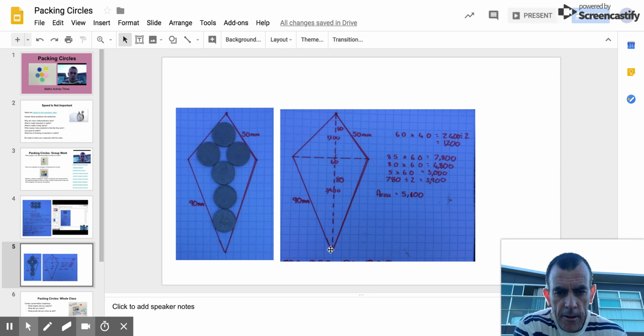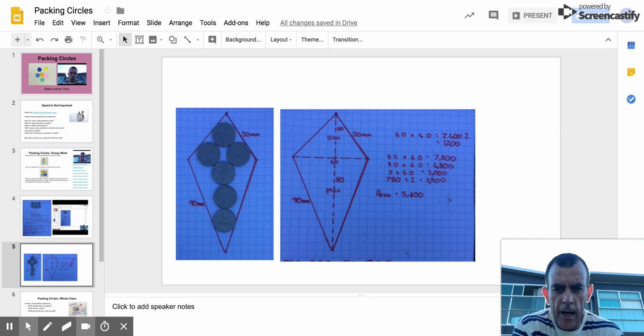So the area of the entire kite is the area of the top triangle and the area of the bottom triangle added together. So that's 5,100 millimeters. I want you to do the same when you calculate your work. Show some proof that you can fit your circles inside your shape, and then have some proof to show what the area of your shape is.